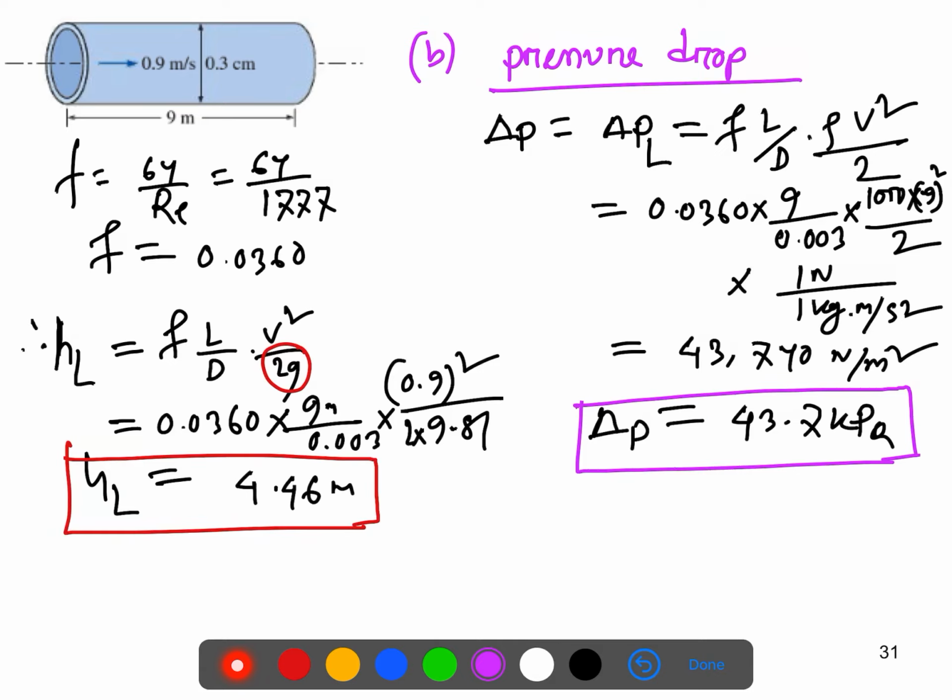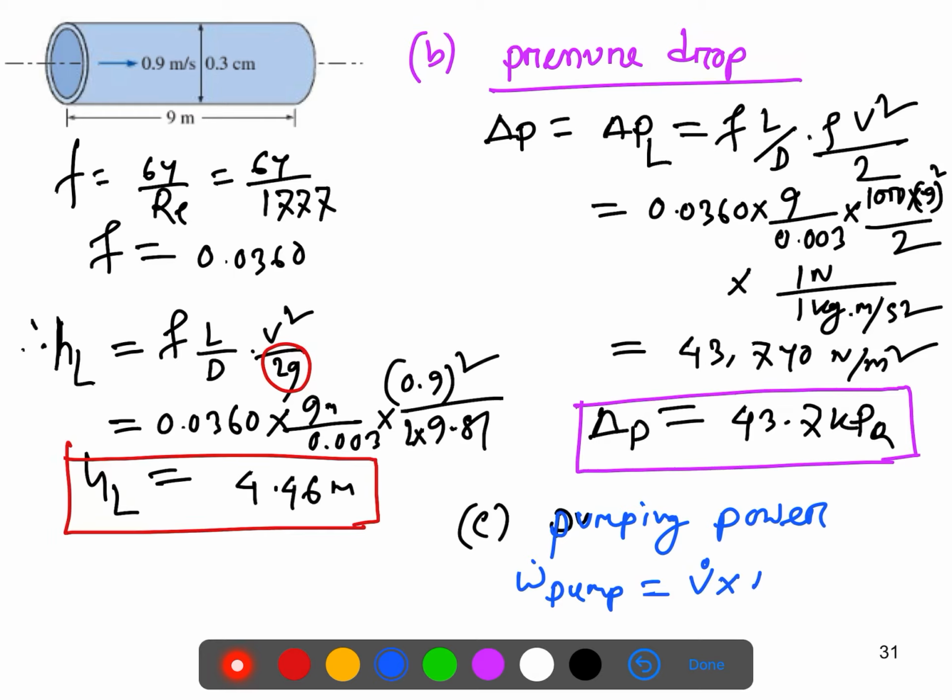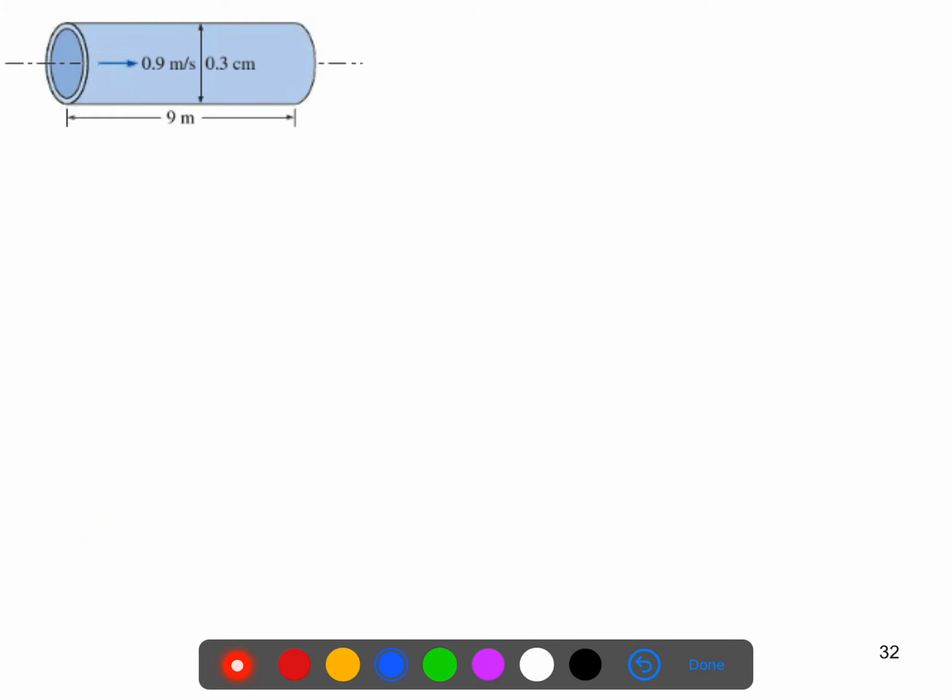Lastly, we need to calculate the volume flow rate and the pumping power. Now the question is to calculate the pumping power. So for pumping power, we know the formula is the volume flow rate times delta P, right? We don't know the volume flow rate, so let's calculate it.